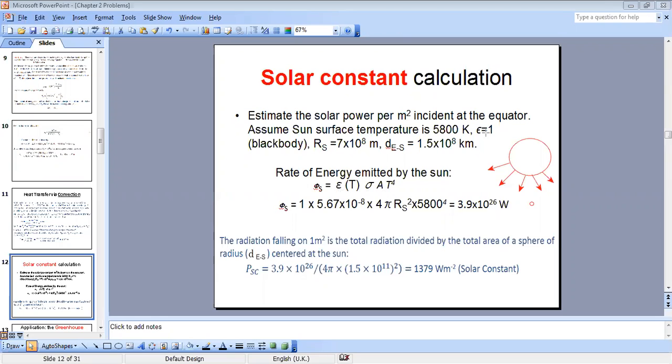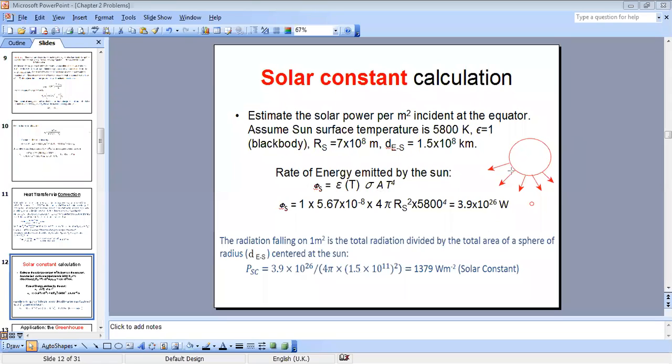So here, they said that the emissivity is 1, so the sun is a black body. It's a very good emitter. And sigma is a constant equal to 5.67 times 10 to the power minus 8, so it's always this value, times, now, what is the area of emission?